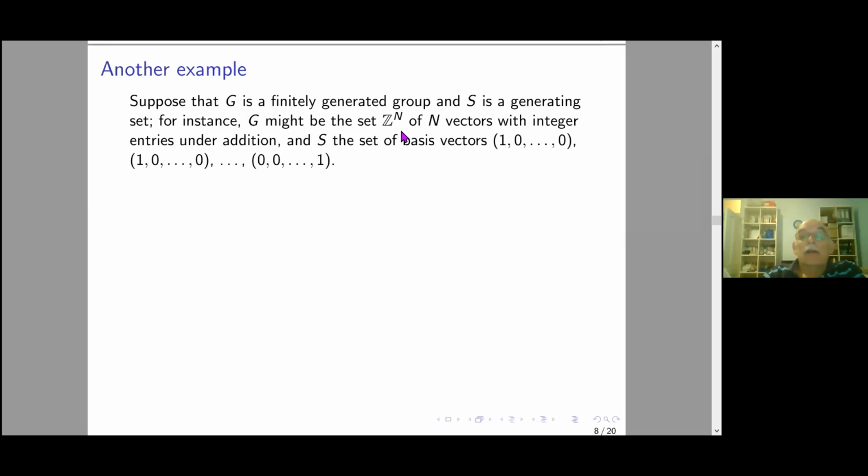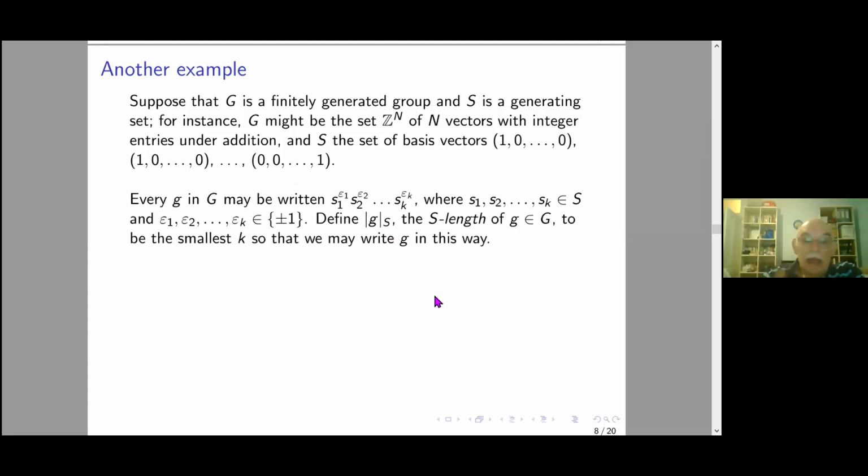So I can look at the set of n-vectors that all have integer entries, and I can add these up, and then this is another example of a finitely generated group, because any vector that has integer entries, I can start out with these vectors here, and I can add finitely many copies of this one, and maybe subtract finitely many copies of that one, and in the end add a few copies of this one, and by doing that I can get to any vector with integer entries that I want. So this is an example of a finitely generated group.